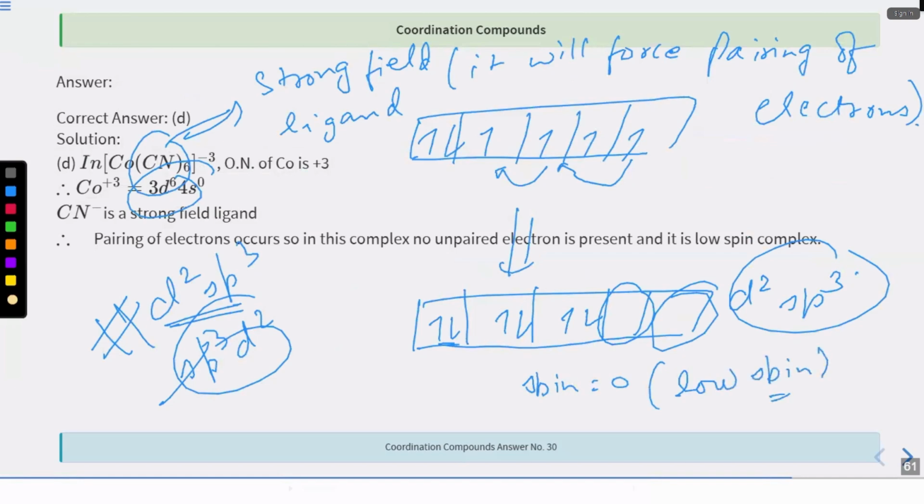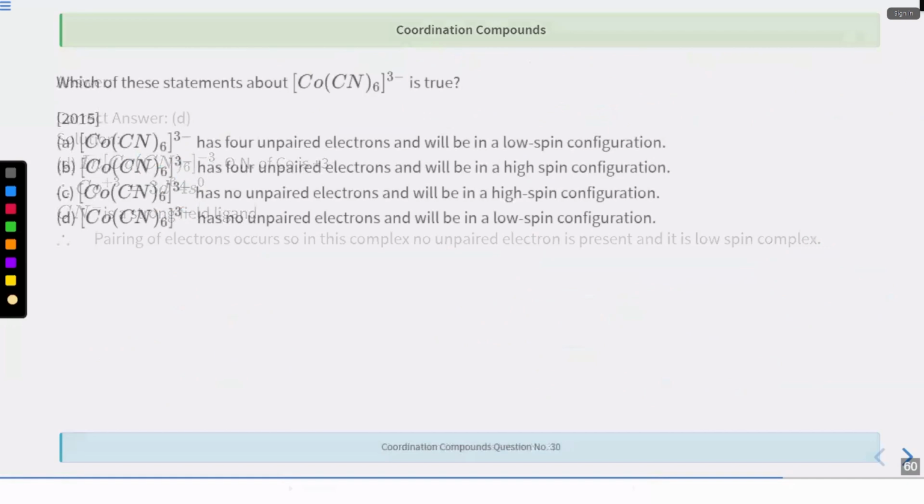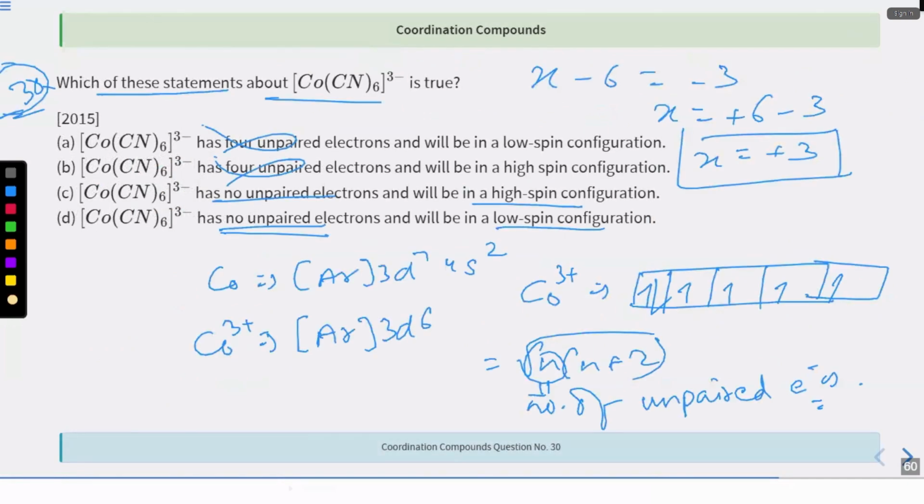Okay, why? Because there are no unpaired electrons. So it is no unpaired electrons and low spin. So option number D is the right option to this question. Cool. What is high spin and low spin? If you are confused there, high spin means there is some sort of spin configuration. Low spin means there is none. Here it is 0, so it is low spin, and there are no unpaired electrons. So option number D is the right option.